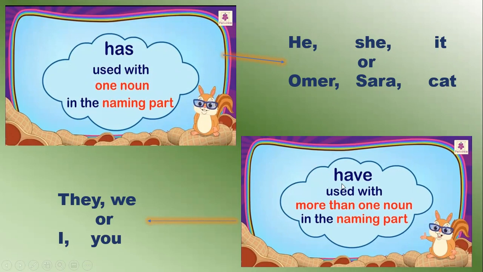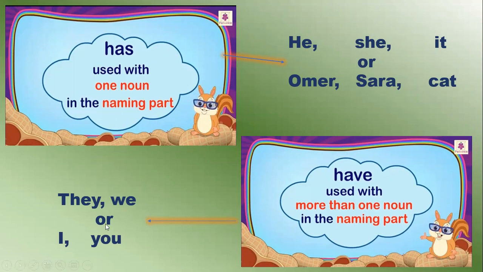Then we have here have, used with more than one noun in the naming part, with they, we. They are pronouns. Instead of writing people, children, or men, we write they. So with they, you use have. They have white cars. They have white shirts. They have blue shirts. They have pencils.